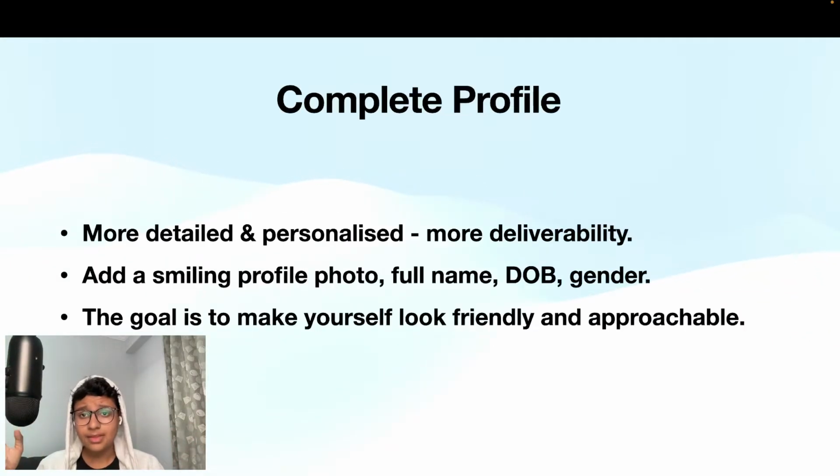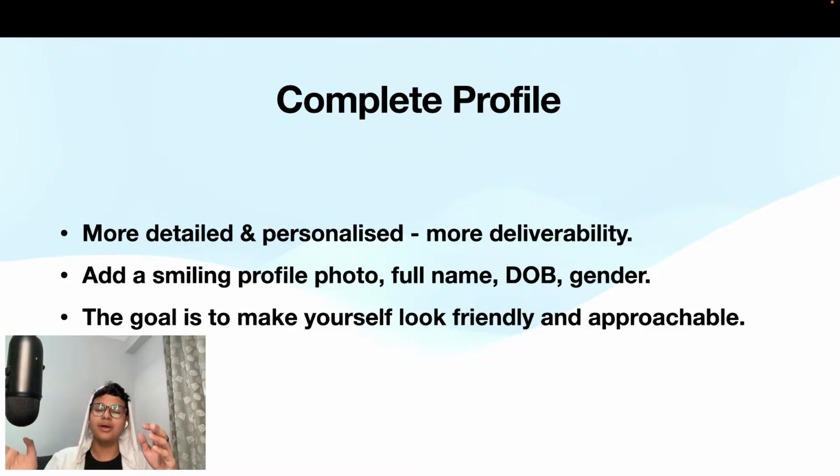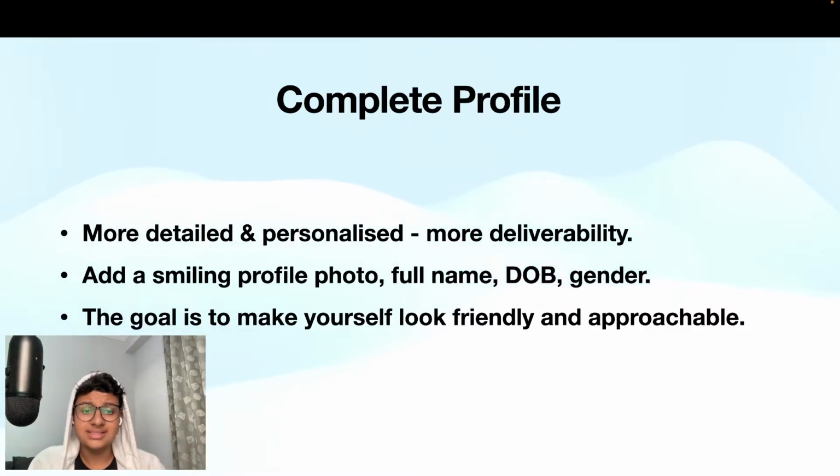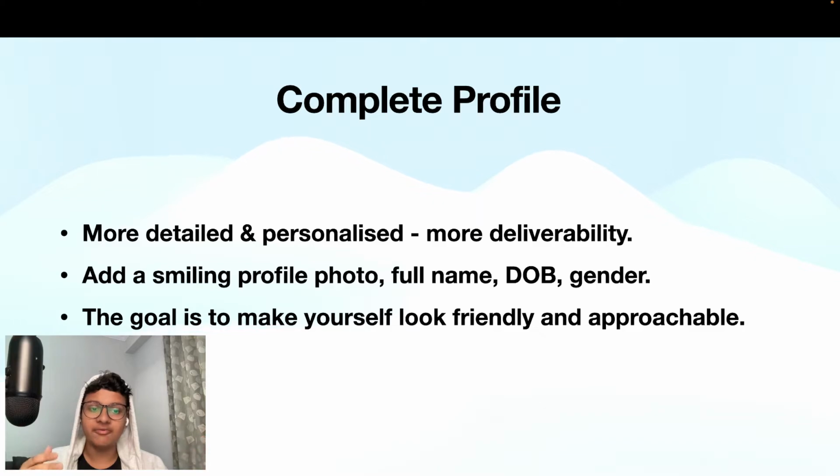Number 4 would be to have a complete profile. Once you have Google Workspace ready, once you have an email with your Google Workspace, like a business email, which is basically your first name at the agency name, just complete your Google account profile. Why do I say this? Because the more detailed and more personalized your profile is, the better your deliverability will be.